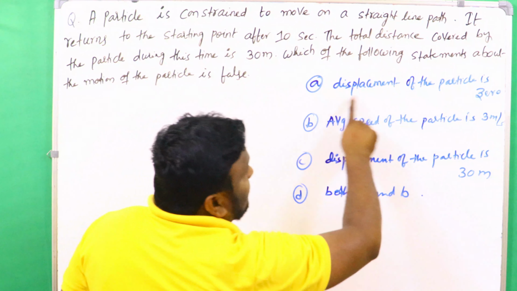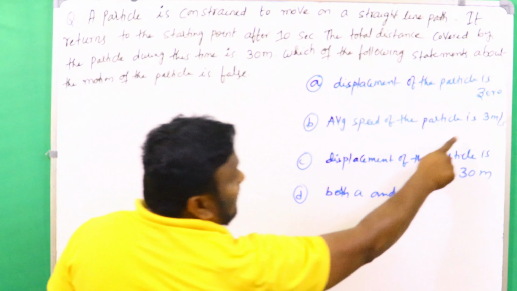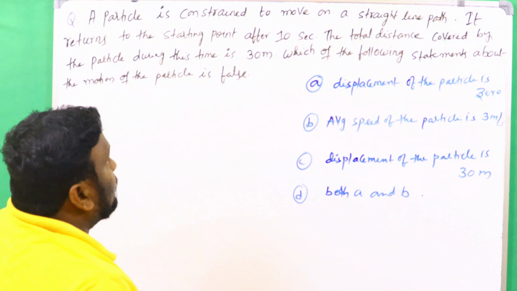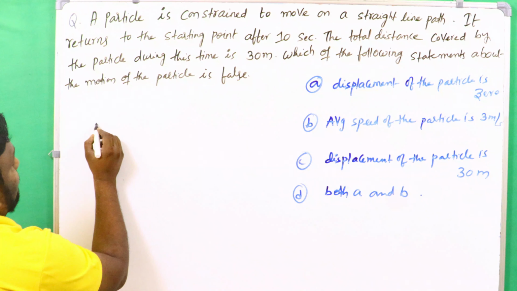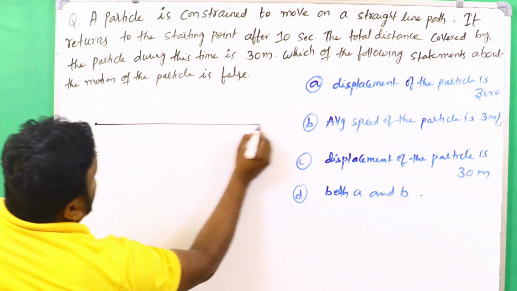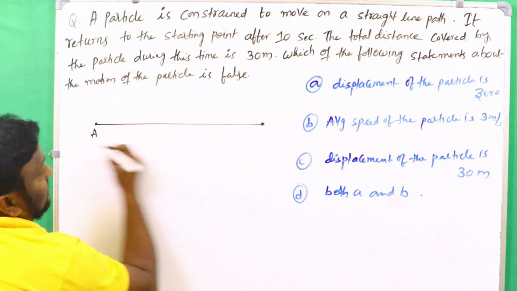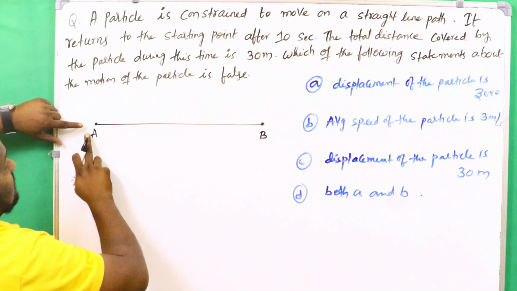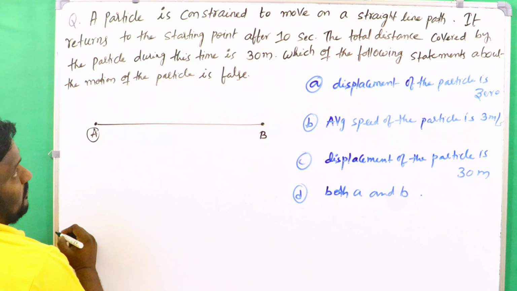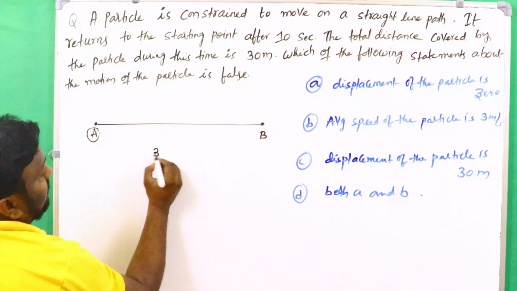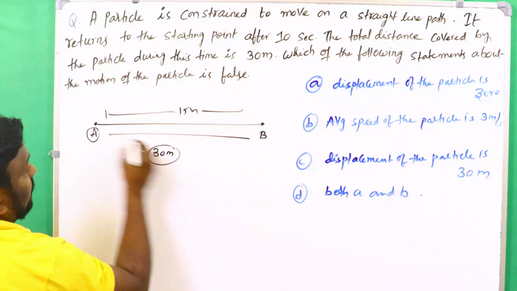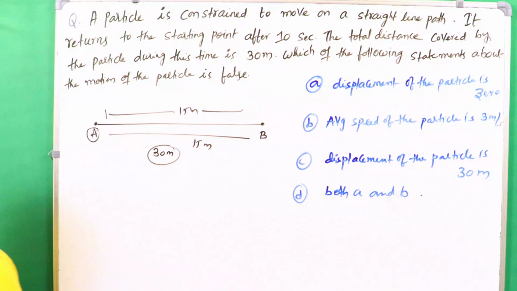Okay. First one: displacement of the particle is 0. Second: average speed of the particle is 3 meters per second. Third: displacement of the particle is 30 meters. And fourth: both A and B. So the given situation is like this. A particle is constrained to move along a straight line path. For example, I am saying this is A and this is B. It is moving from A to B, and again it reaches the same starting point A. Then the total distance covered is how much? 30 meters. It means A to B is 15 meters and B to A is also 15 meters.